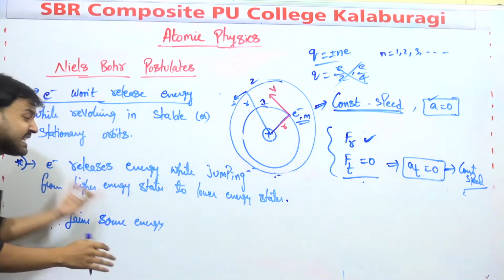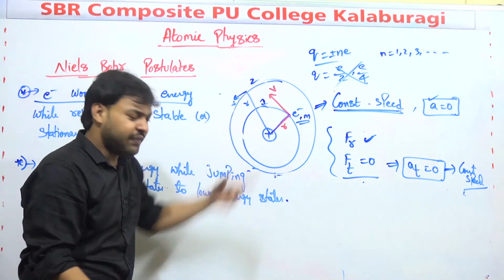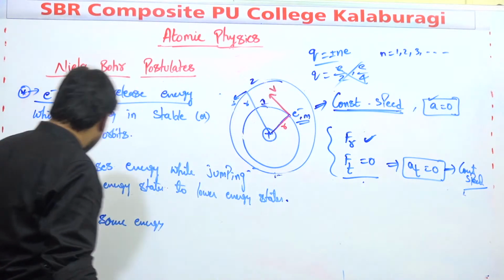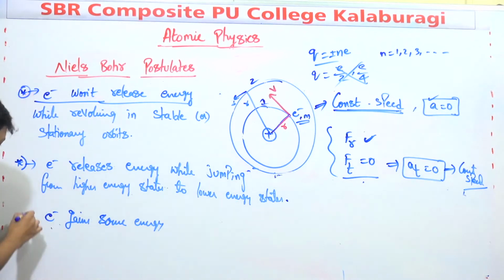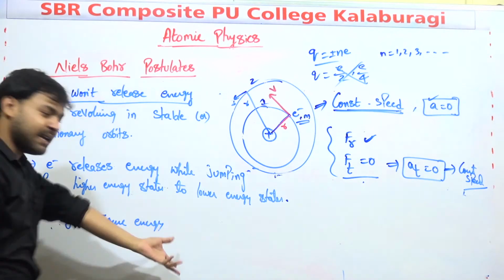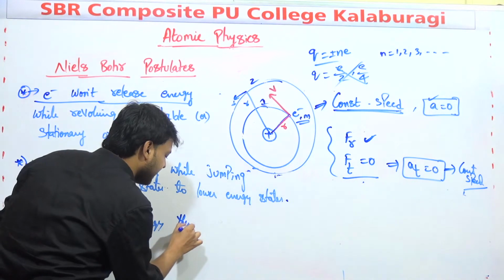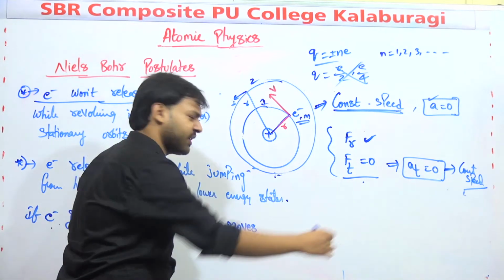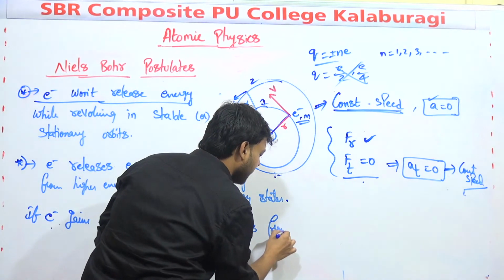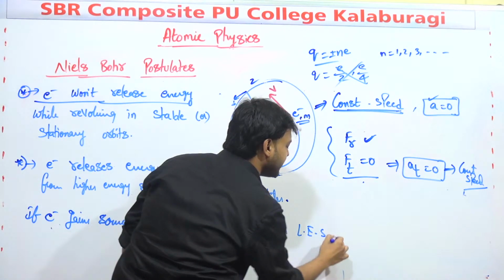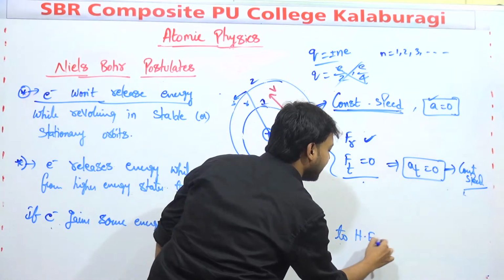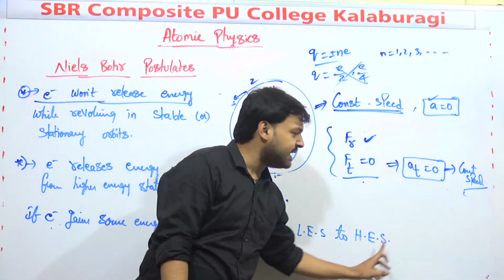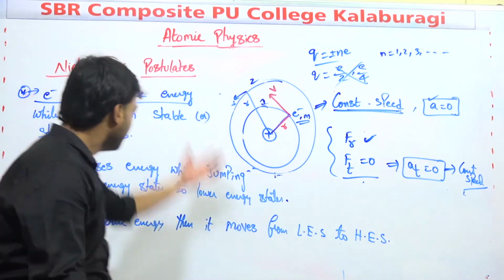So it releases some energy while coming back. If it gains some energy, it will lift back from 1 to 2, right? So if the electron gains some energy, then it moves or jumps from lower energy states to higher energy states. Clear about the point? So these are the 4 postulates.